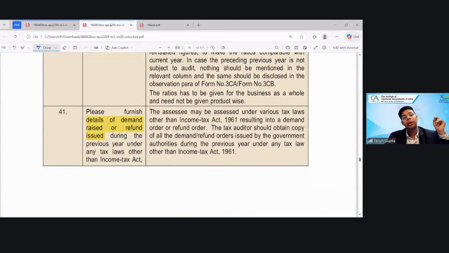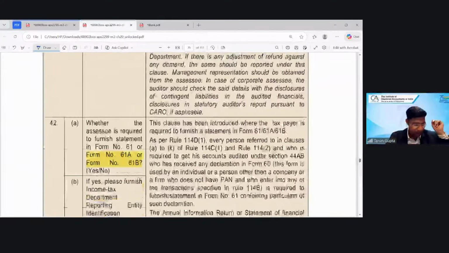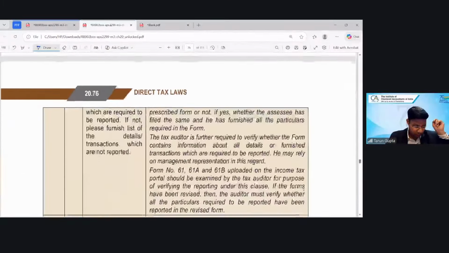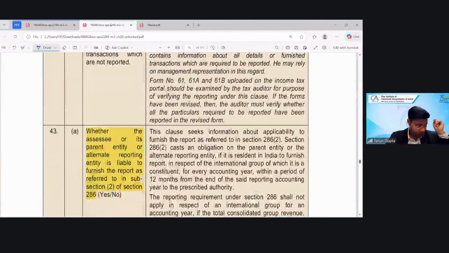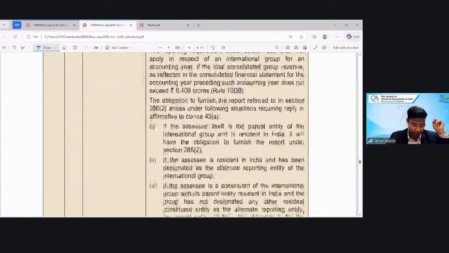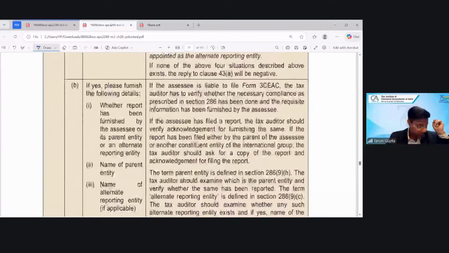Clause 41, the tax auditor is required to give the amount of demand raised or refund issued to the assessee during the previous year under any act except the Income Tax Act or the Wealth Tax Act. Clause 42 in respect of the SFT, whether the assessee was required to furnish the SFT report. Clause 43 is in respect of the CBCR report, country by country reporting report. We have to narrate whether it was required or furnished or not.